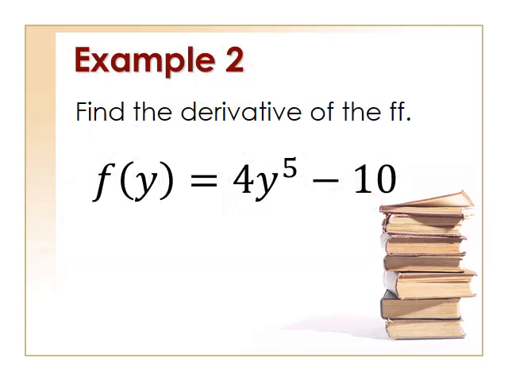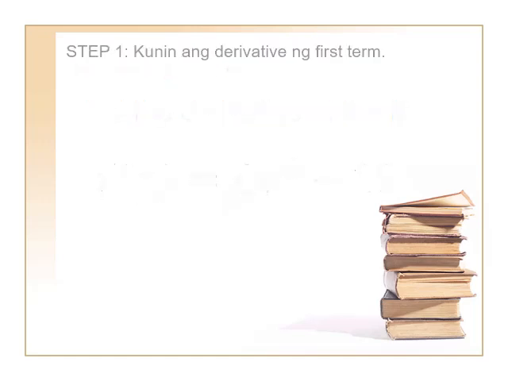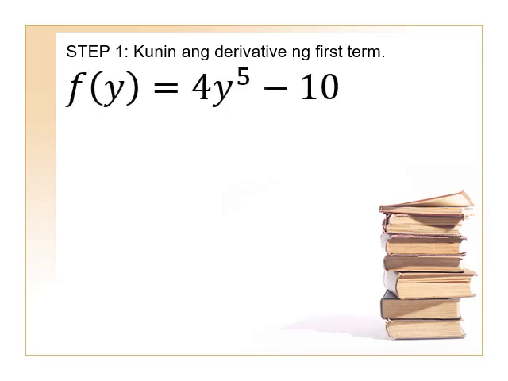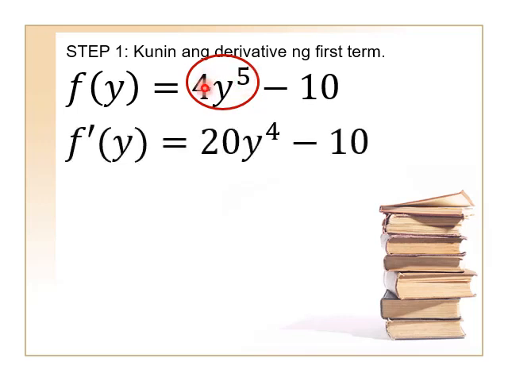Okay, let's have another example. So, this time we have f of y equals 4y raised to 5 minus 10. Okay, so again, so step 1, kukunin muna natin yung derivative ng first term. So, the first term is 4y raised to 5. So, ito, 5 times 4, magiging 20. And then, 5 minus 1 equals 4. Kaya, naging 20y raised to 4.